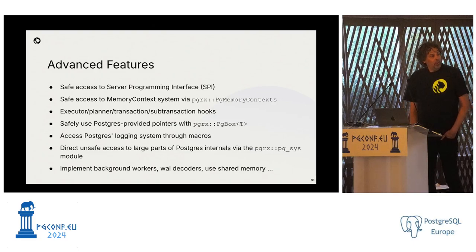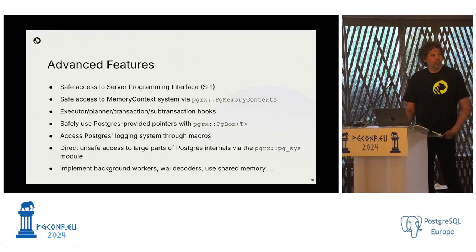We can safely use Postgres-provided pointers. So Postgres gives you a pointer. In PGRX, you can use that in a safe way, so you're not just blindly assuming that pointer is going to be valid. You can access a logging system. You can do unsafe things. So if you want to opt out of the safety, you can put stuff in an unsafe block and do whatever you want. You can have background workers, WAL decoders, use shared memory. Many, many, many things that we're not going to get through in this talk.